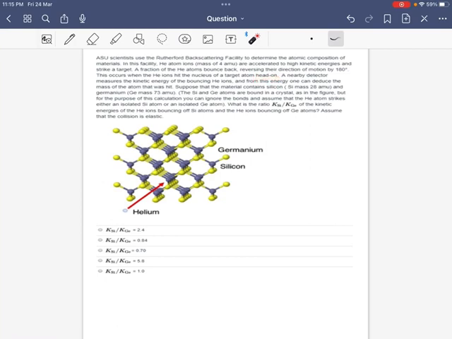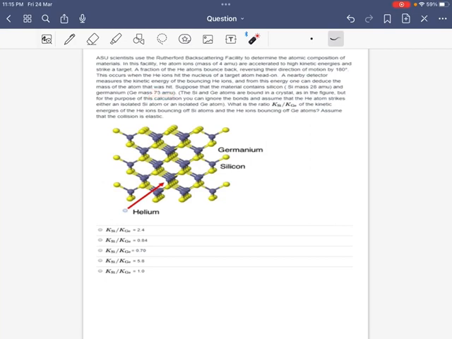A nearby detector measures the kinetic energy of the bouncing helium ion, and from this energy, one can deduce the mass of the atom that was hit. Suppose that the material contains silicon, that means the target crystal lattice that we are considering consists of silicon and germanium. Silicon has 28 atomic mass units and germanium has 73 atomic mass units.